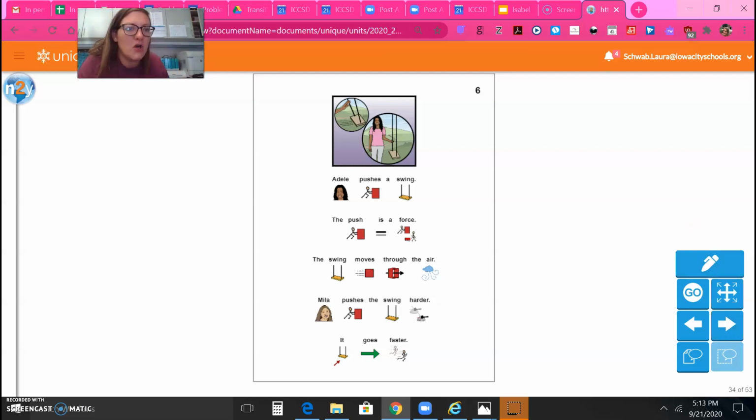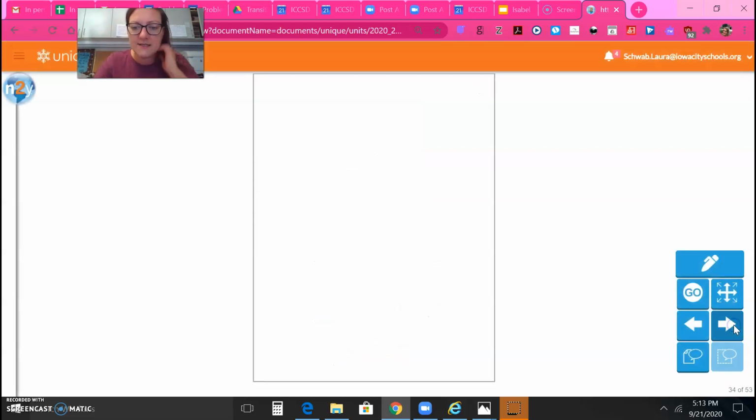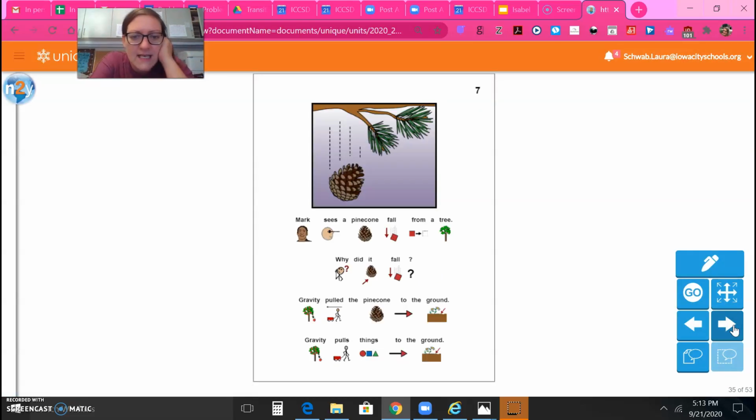You all can show me that you know that. Show our staff that you know that by pointing to those things on your board. Interact with the text. Mark sees a pine cone fall from a tree. Why did the pine cone fall? Gravity pulled the pine cone to the ground. What pulled the pine cone to the ground? Find it on your boards. Gravity. Gravity pulled the pine cone to the ground. Gravity pulls things to the ground, including raindrops and snow.